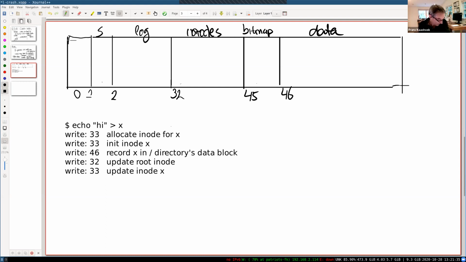What we want to understand now is what could possibly go wrong. Let's say we have a power failure right here. Here is a power failure or a kernel crash.